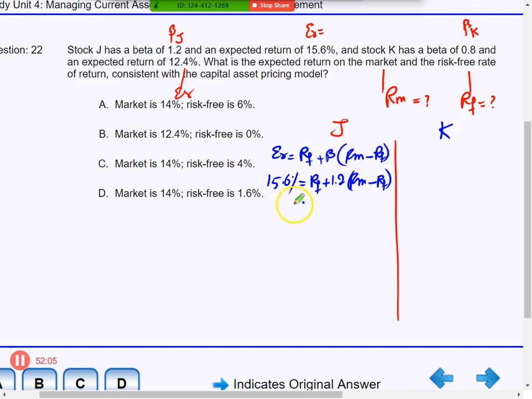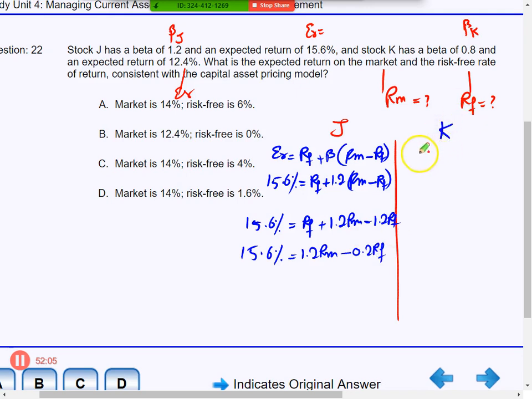Let's simplify this equation as far as practical. 15.6% is equal to RF plus 1.2 times RM, which gives you 1.2 RM, minus 1.2 times RF, which gives you 1.2 RF. If you simplify, it will give you 15.6% is equal to 1.2 RM, and RF minus 1.2 RF gives you negative 0.2 RF. So your basic maths would always be there, even in your professional studies.